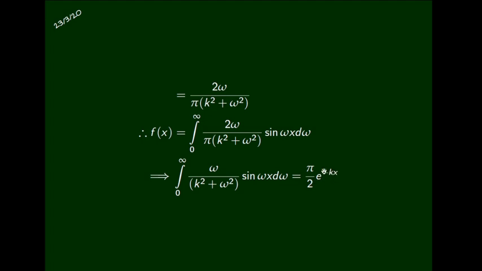So if our function f of x is this e raised to minus kx, an exponential kernel, then its sine integral representation is equal to pi by 2 into that function itself, nothing else. Integral 0 to infinity omega into k square plus omega square, sine omega x d omega, is equal to pi by 2 e raised to minus kx.